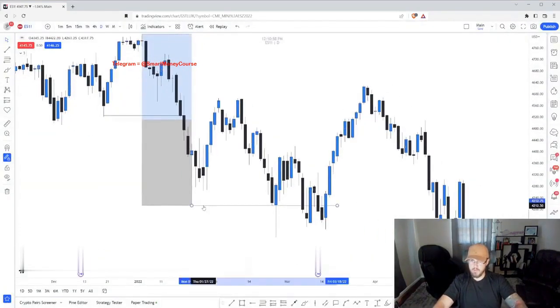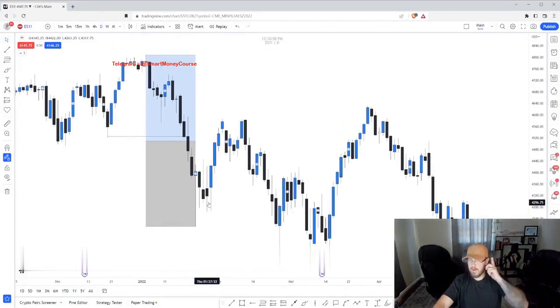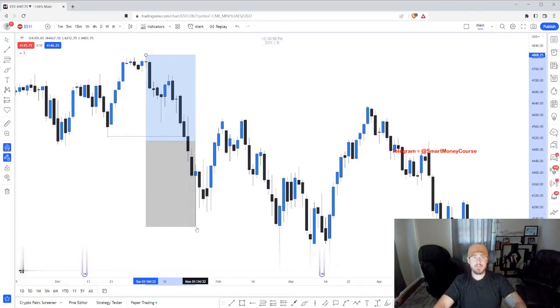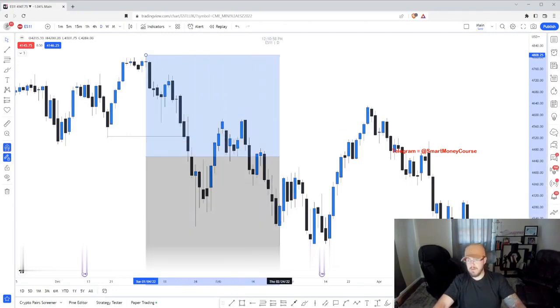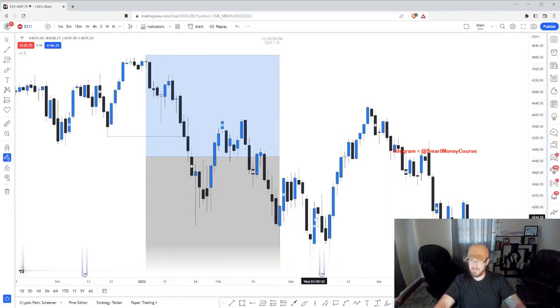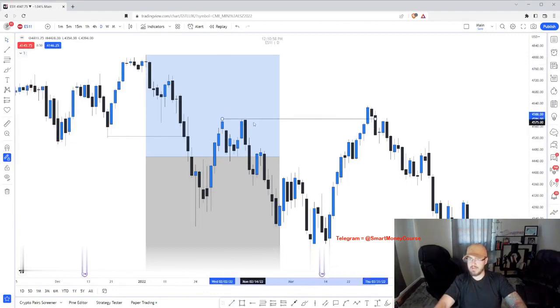So when we want to map external structure or any structure, we want to require displacement. So not only candle closes, and this is where it gets discretionary. This is just how I do it. But that to me is not displacement. This isn't displacement. This is just consolidation. So then I'm going to add all of this as one level. And now look what happens. Price comes up, takes out the equal highs in a premium.